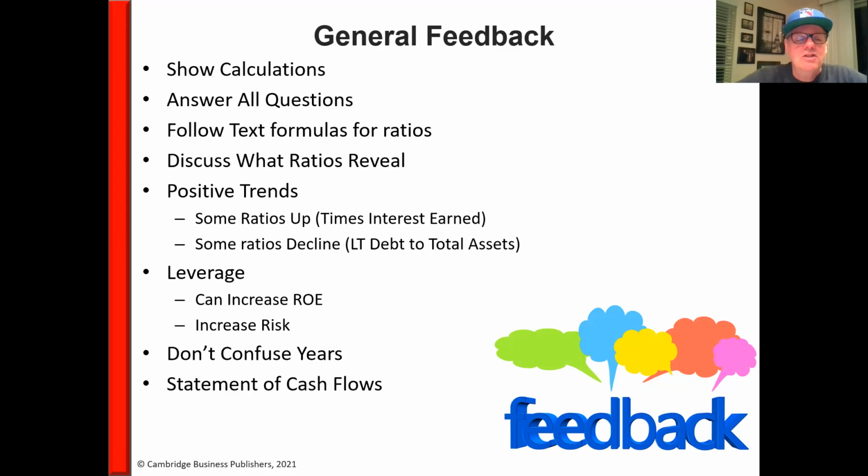A number of you didn't do too well on the statement of cash flows. Quite a few of you did extremely well. I could have used your answers as the answer key. So if you're still fuzzy on the statement of cash flows, that is the most important financial statement in this course. And within that statement, the cash flow from operations is the most important part of that statement. So those of you who are analyzing companies, make sure you get into the statement of cash flows.